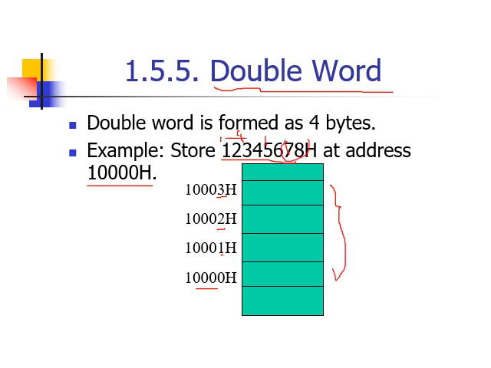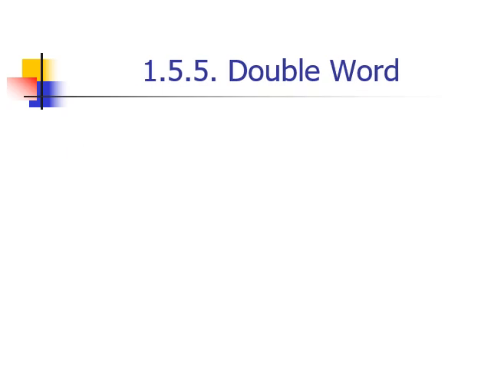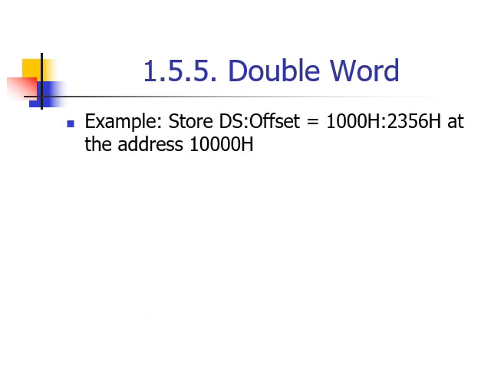Again, low byte into the lower address memory location. This is the little Indian format. 78, 56, 34, and 12. This is how to store a double word in memory following the little Indian format, low in low and high in high. The double word. Okay, we sometimes need the double word format.